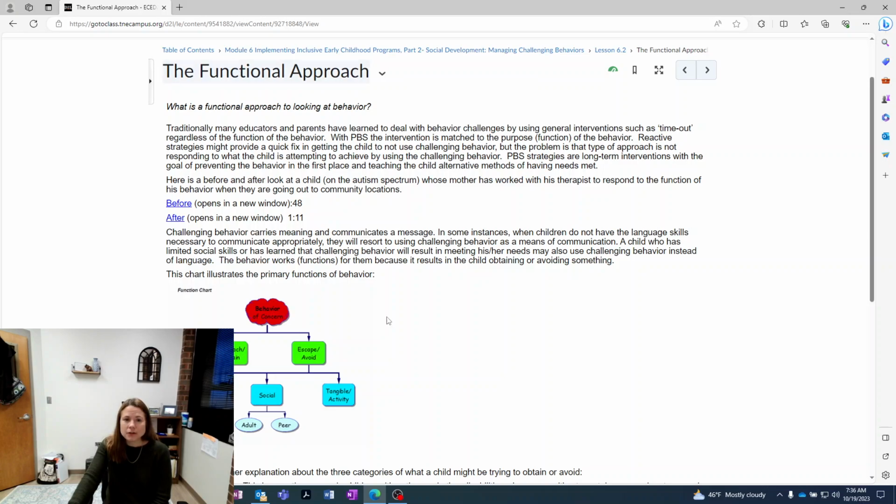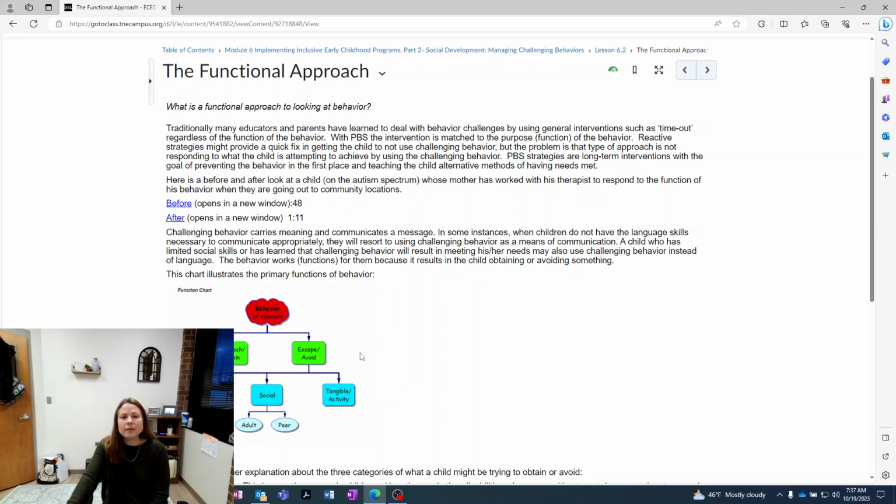That's what we call a functional approach, right? Just like if you have a child and you discipline them at home or you correct their behavior, whatever they do, their consequences should match what that behavior is. Whenever we're supporting that child and we're trying to replace challenging behaviors, we have to make sure that whatever we're replacing with is going to serve that function of the behavior.